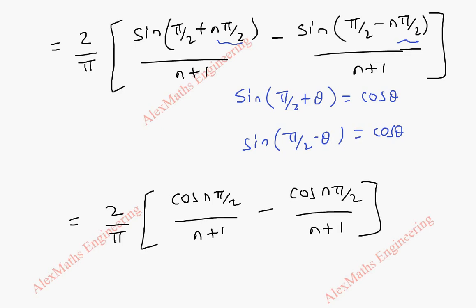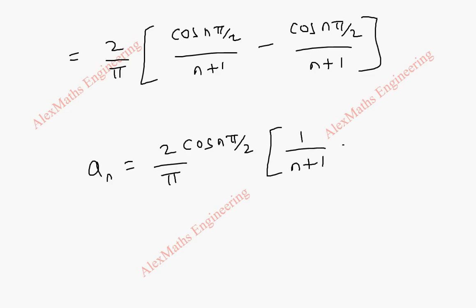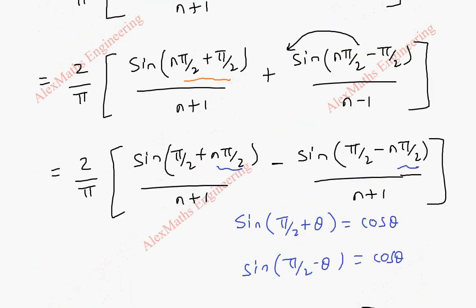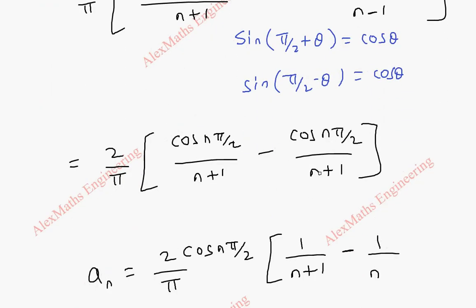The common term can be taken outside. So it becomes 2 by pi into cos n pi by 2. This is 1 by (n plus 1) minus 1 by, actually one term is minus. This is minus here. Sorry. So this is n minus 1 and even this is n minus 1. So n minus 1 we got.